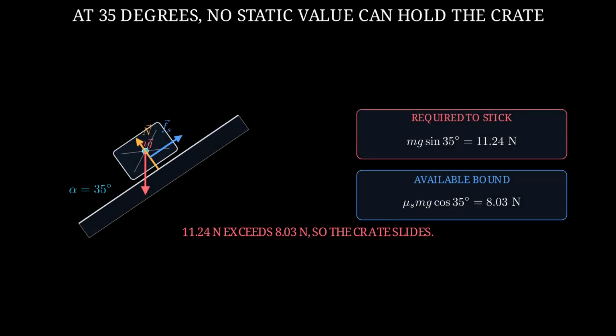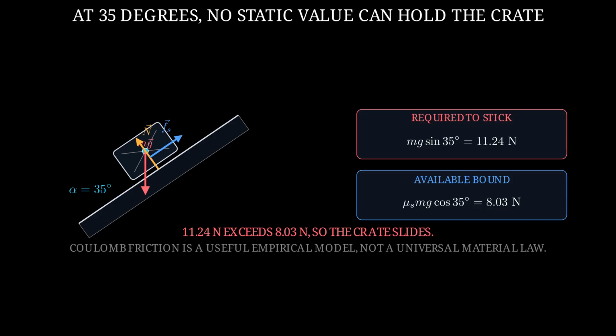At 35 degrees, sticking would require about 11.2 newtons, but the static bound is only about 8.0 newtons. No admissible static friction value can hold the crate, so sliding begins. A kinetic friction model must then replace the sticking rule. The coefficient is an empirical simplification that depends on the surfaces and conditions. It is useful inside its stated model, but it is not a universal microscopic law of materials.